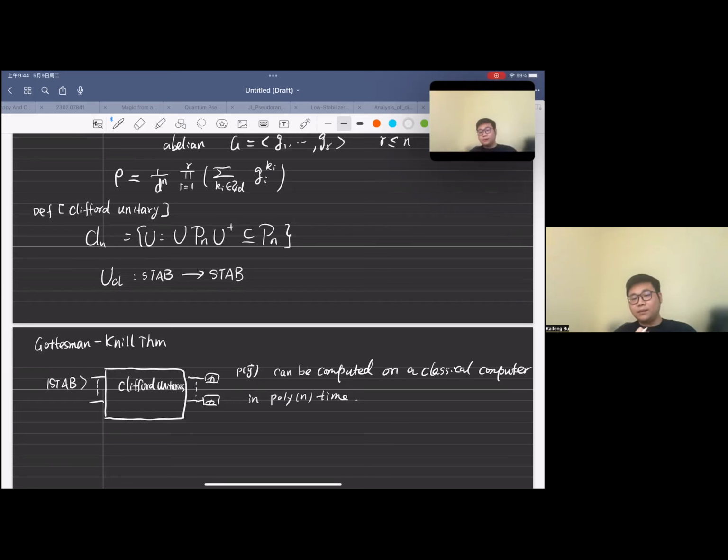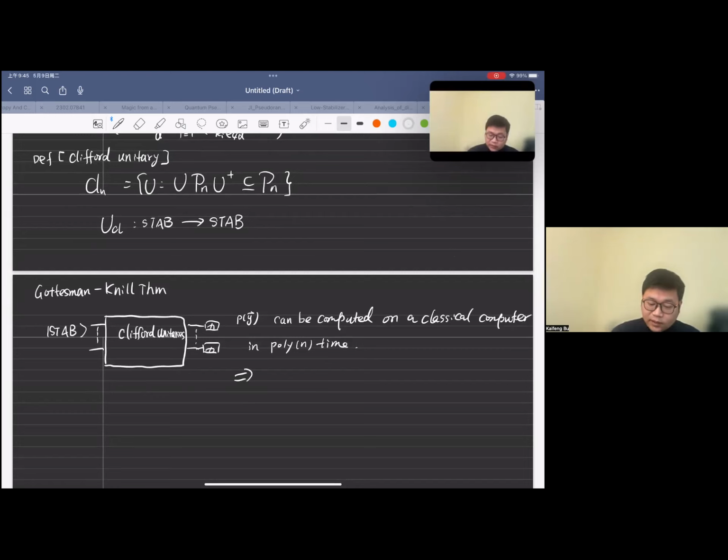So if something can be done efficiently on a classical computer, then there's no quantum advantage. We don't need a quantum computer to do it. We just use a classical computer. This is a very amazing result, because the Bell state is an example of a stabilizer state, which means this kind of quantum circuit can have a very large amount of entanglement, but it still can be simulated efficiently on a classical computer. So by the Gottesman-Knill theorem, this kind of circuit has no quantum computational advantage. If we want quantum computational advantage, then we need some states outside of the stabilizer states.